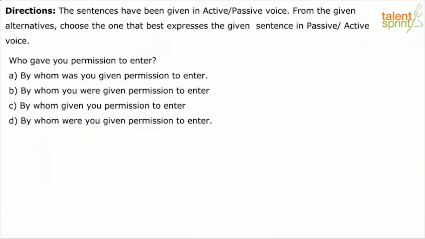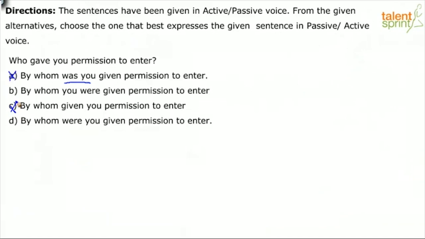So let's look at the construction. By whom was you given permission to enter? When you read it, it sounds funny, sounds awkward, right? When you have "was you," you don't hear people talk like that because it's grammatically incorrect. Then you have B, by whom you were given permission. C, by whom given you permission to enter. That's again a grammatically incorrect construction. So A and C, I can safely eliminate both these options.